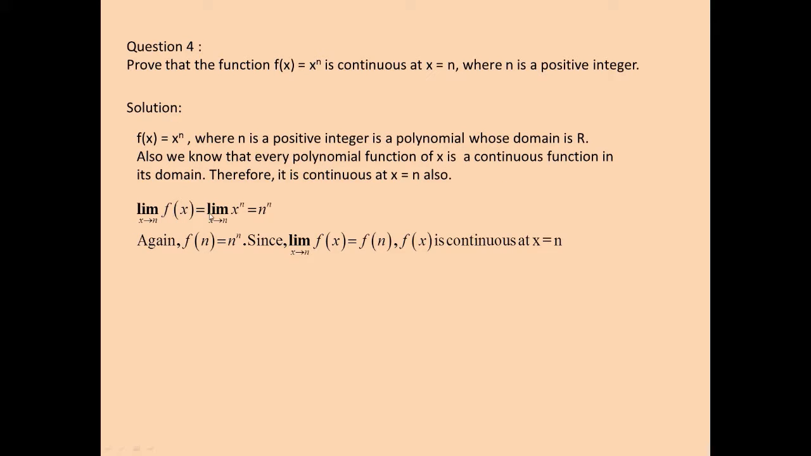Limit x tends to n, f of x is equal to limit x tends to n, x power n. So put n in place of x, you will get n power n. Again, f of n is equal to n power n, since here f of x is equal to x power n, and in place of x you put n. Since limit x tends to n, f of x is equal to f of n, we can say f of x is continuous at x equals n.